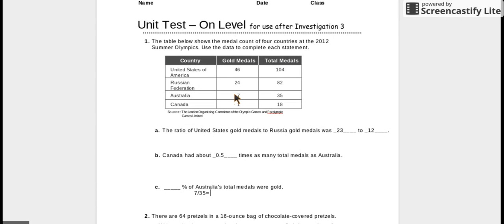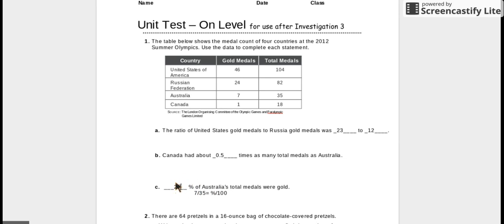And remember in our percent proportions that we set up, we always want to have the percent over 100. Now what we're looking for is this percent. So what we can do is multiply the partners and divide by the loner. So 7 times 100 is 700, and then 700 divided by 35 gives us exactly 20. So your answer should be 20%.